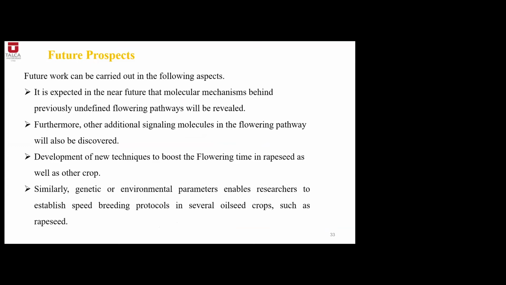It is expected that in the near future the molecular mechanism behind the previous findings in the flowering pathway will be revealed. Maybe some other pathways are also involved in controlling flowering in rapeseed. Furthermore, additional signaling molecules in the flowering pathway will also be discovered, along with new techniques to boost flowering time in rapeseed as well as other crops. Similarly, genetic and environmental parameters enable researchers to establish speed breeding protocols in several oilseed crops such as rapeseed, cabbage, and different types of crops.